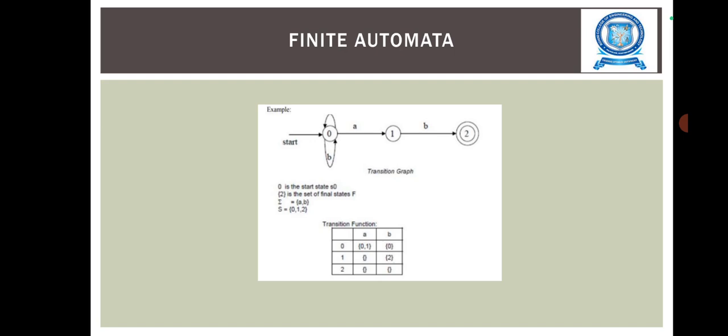Here the states we have are 0, 1, 2. From state 0 to state 1, you have to mention what the input is on that transition. Likewise, for each and every state, you have to mark the input. That is represented in your transition table.